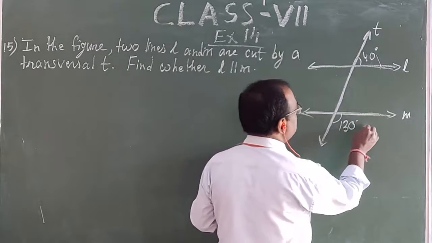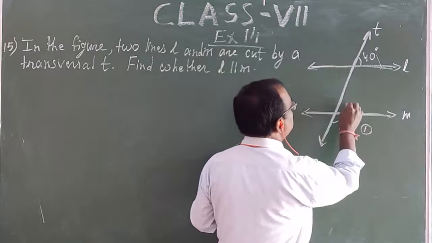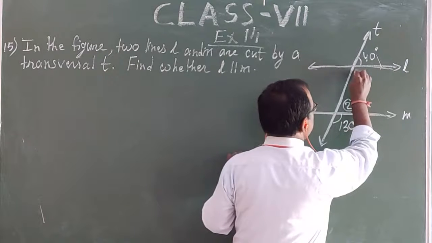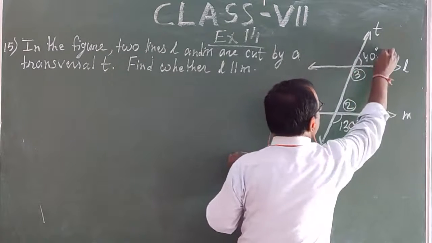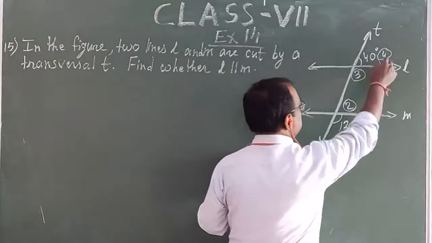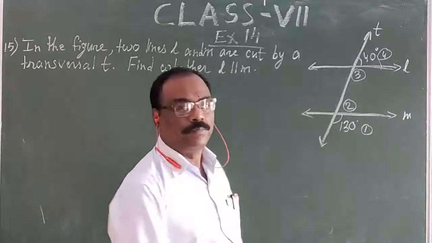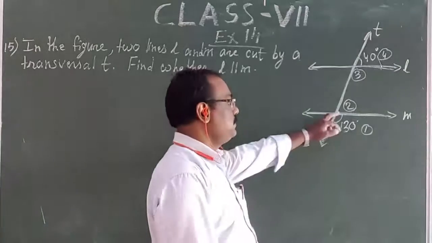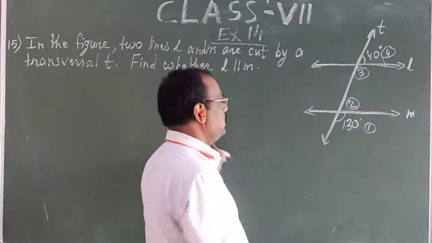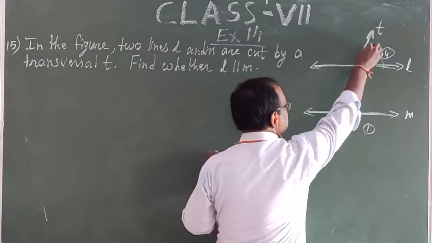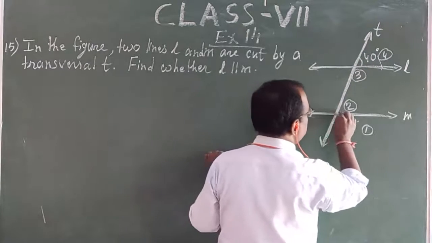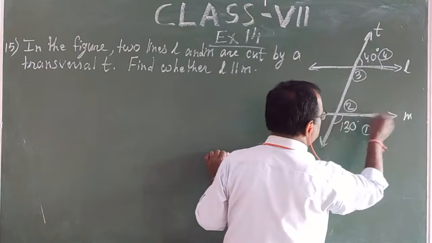Here I am taking this angle as 1, this angle as 2, this as 3, and this one as 4. Angle 1, angle 2, angle 3, angle 4. Now first we will try to find the angle measures. Here T is a transversal, a straight line, and this ray, that is M, is on this line T.